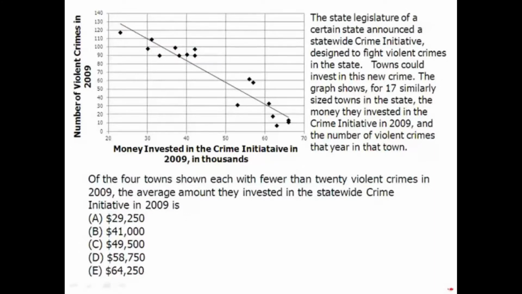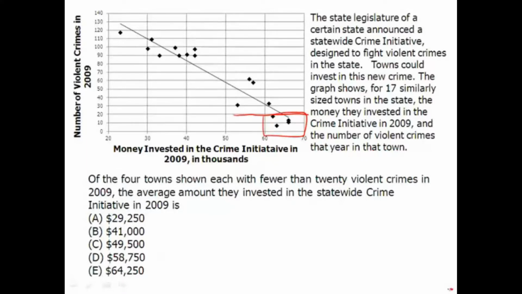The GRE loves questions like this. It looks like we're going to have to do a calculation from the question. We really have to do no calculation. Of the 4 towns shown, each with fewer than 20 violent crimes. So 20 violent crimes here. We're talking about this region of towns right here. Of those, the average amount they invested in the statewide crime initiative is.